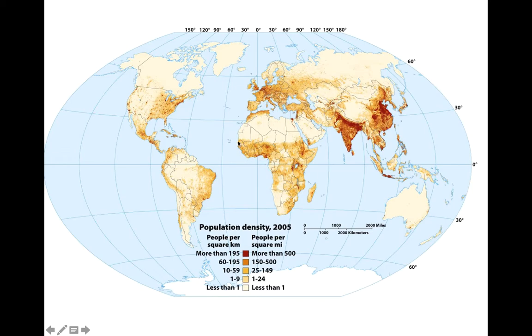So one thing to know about population, people tend to live by water. Fresh water, of course, because we all need fresh water, but also water for trade. And we don't like it too hot and we don't like it too cold. We're like Goldilocks.